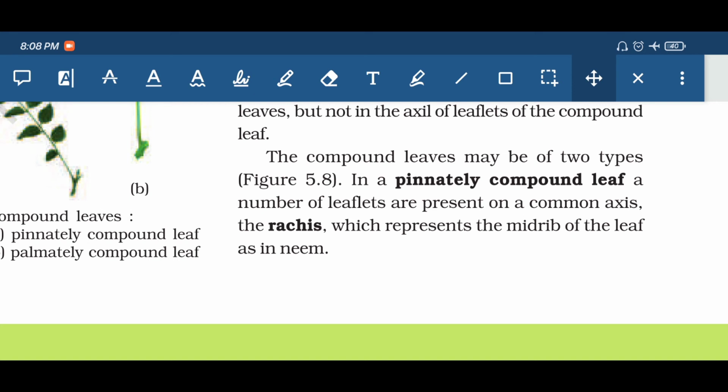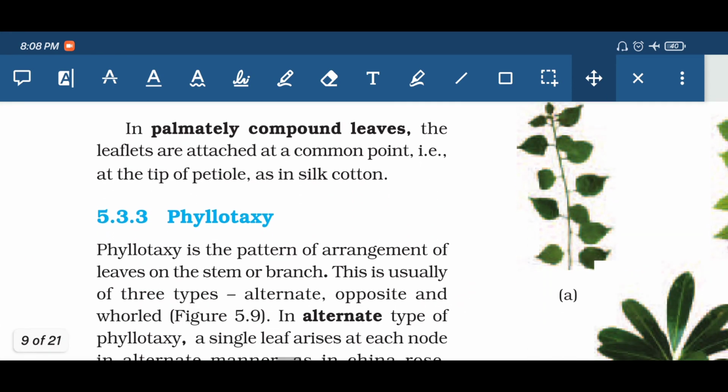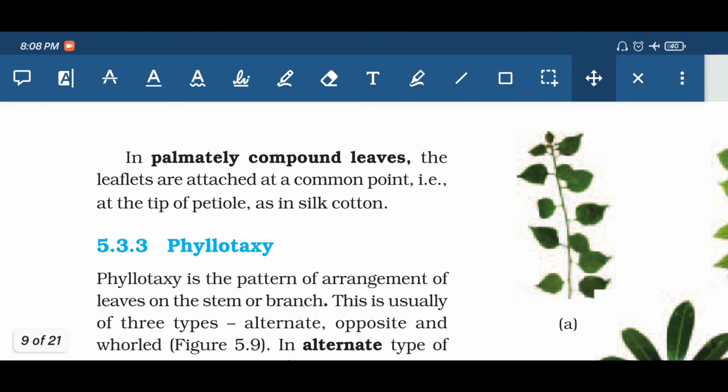If you take one leaf of neem, that means you are taking one midrib and also all the leaflets on that midrib, then you are collecting one leaf of the neem plant. If you are taking only one leaflet of the neem plant, then it can't be called the whole leaf of the neem plant. Is it clear? Next, in a palmately compound leaf, the leaflets are attached to a common point, that is at the tip of the petiole, as seen in silk cotton.